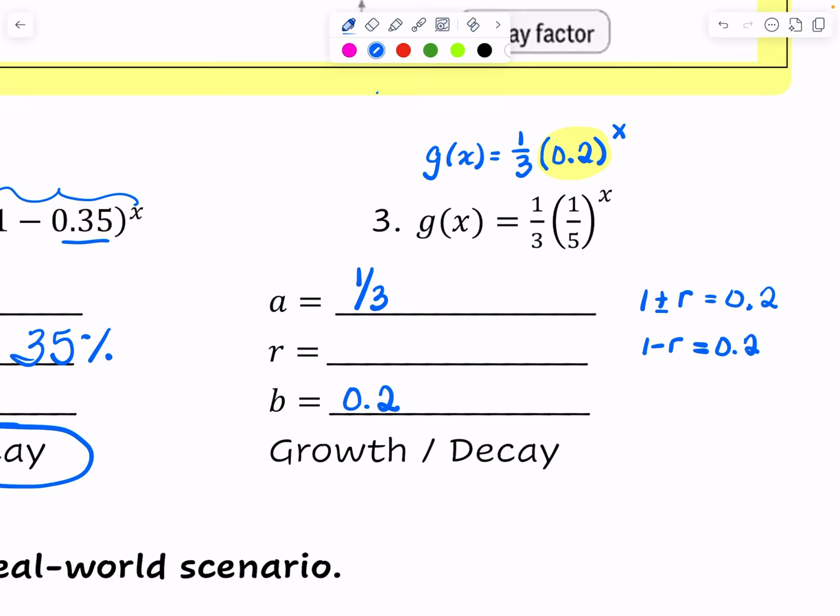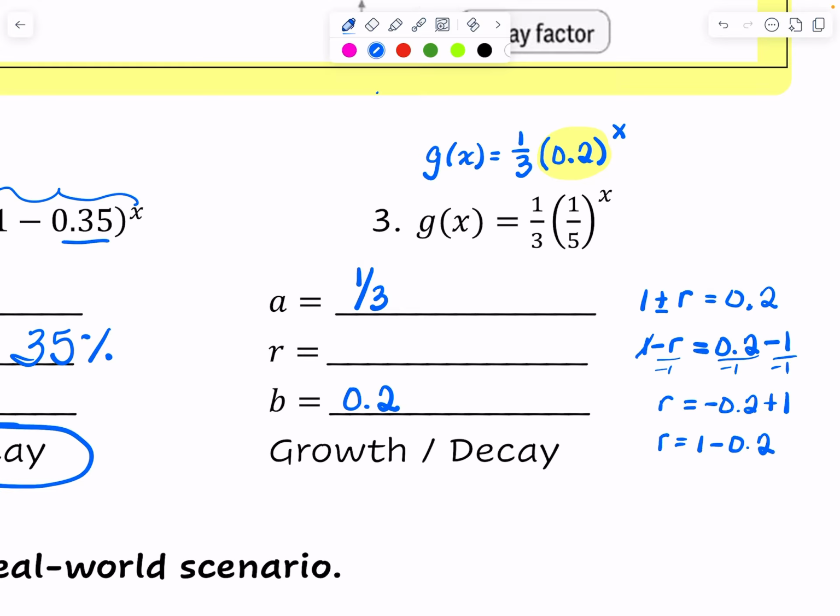Now, when I take this positive 1 and move it to the other side, it becomes a negative 1. Then when I divide everything by negative 1, I get r is equal to negative 0.2 plus 1. And that's really r is equal to 1 minus 0.2. So that's really what's happening here.